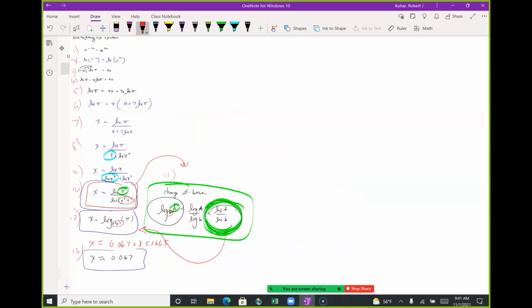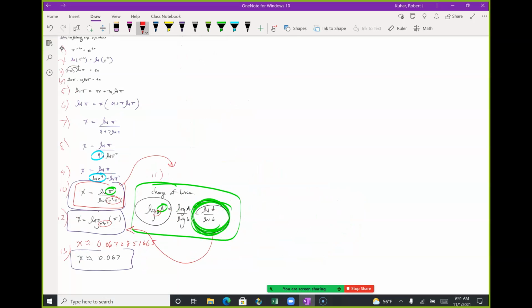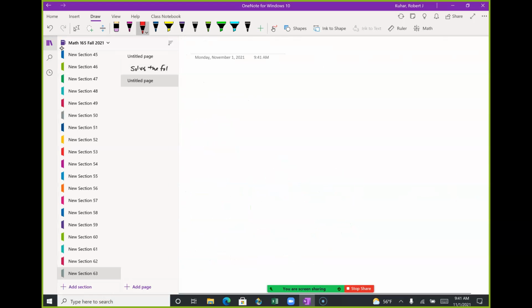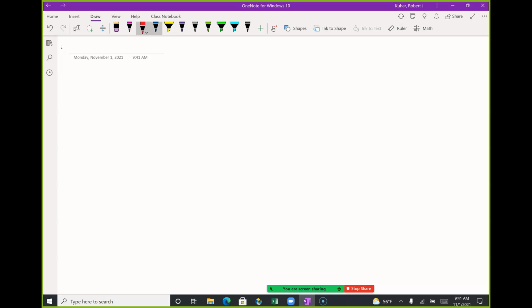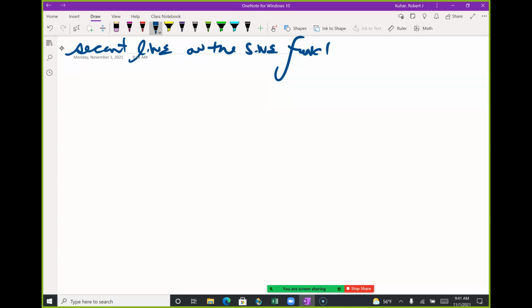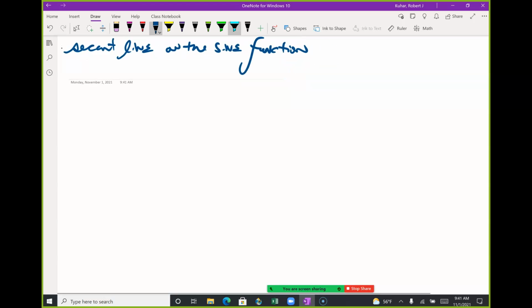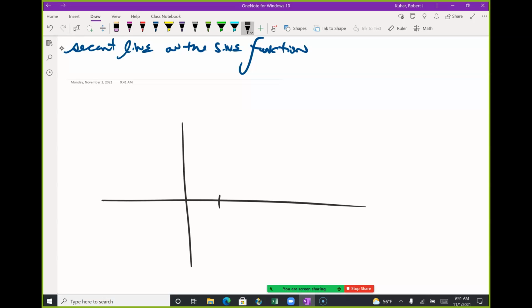And let's look at a secant line on the sine function. We've already talked about how to graph a sine function. Most likely I'll change it to cosine for the test. But we want to be able to graph a nice version of the sine function.